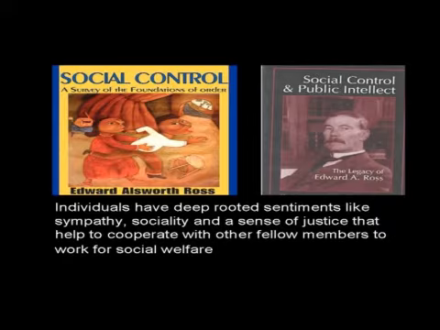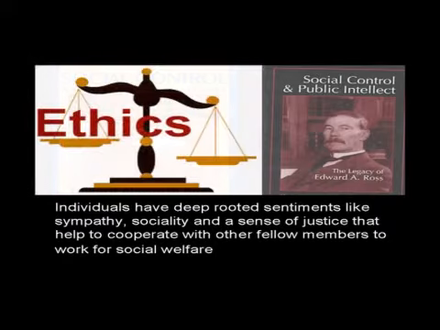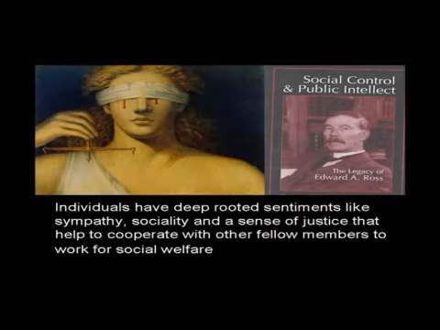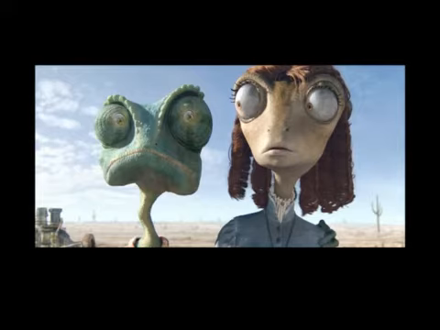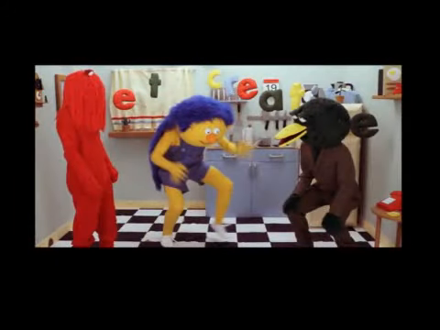The term social control implies a system of devices through which society controls the activities of individual members. The concept was first dealt with by American sociologist E. A. Ross in his book entitled Social Control. He had stated that individuals have deep rooted sentiments like sympathy, sociality and a sense of justice that help them to cooperate with the other fellow members to work for social welfare. But these sentiments are not enough to suppress the pleasure seeking impulses of man. Hence, the society has to make use of certain mechanisms in order to accomplish necessary social order or discipline.